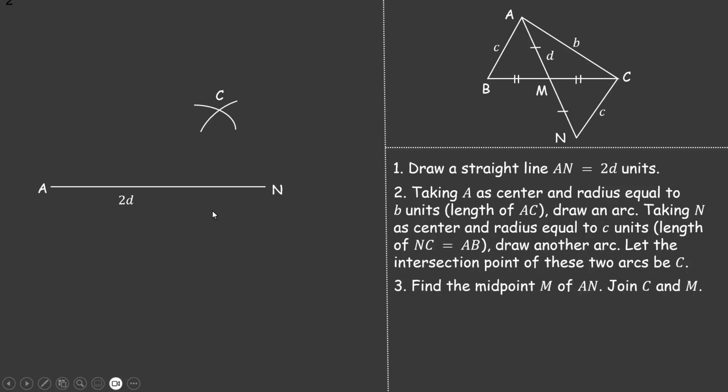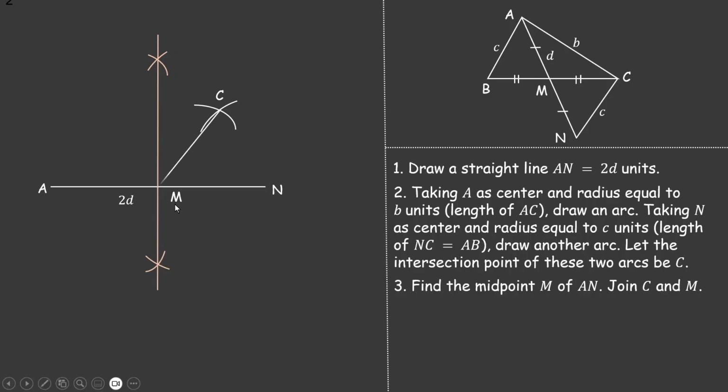Now we'll find the midpoint M of AN, which is going to be d units from A, right? So how can we find the midpoint? We will use the perpendicular bisector. So we'll keep the compass at A and open it to more than half the length of AN and make one arc. Similarly, we'll keep the compass at N and keeping the same radius, make another arc intersecting the previous arc. Now we make two arcs similarly below AN and then we'll join these. This is the perpendicular bisector of AN, which gives us this midpoint M.